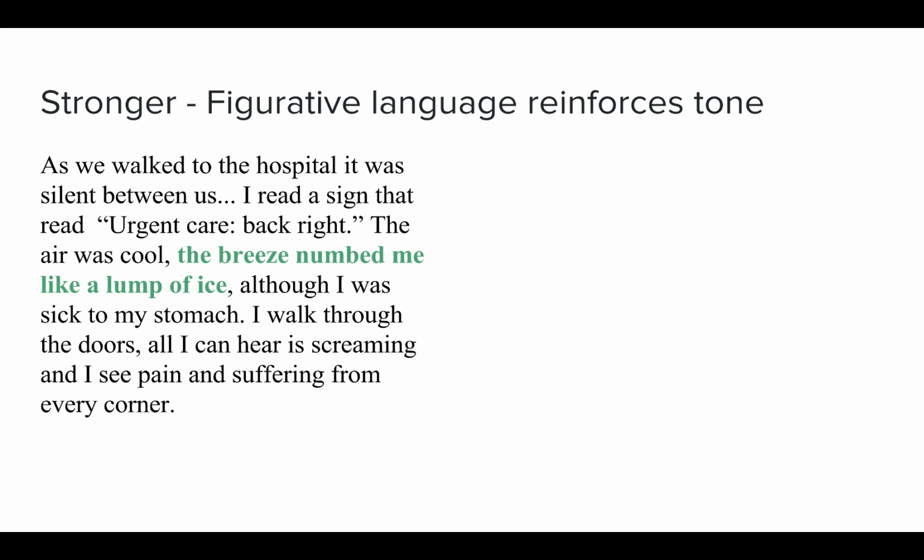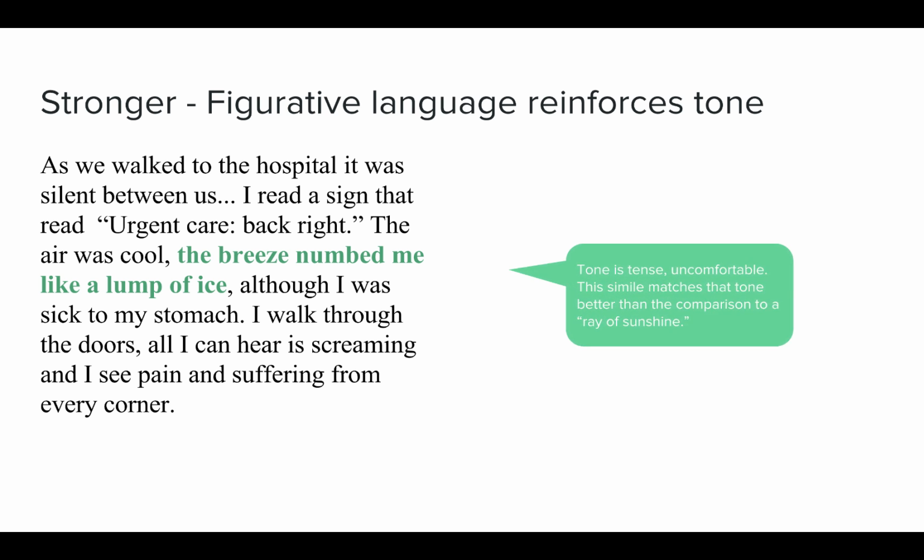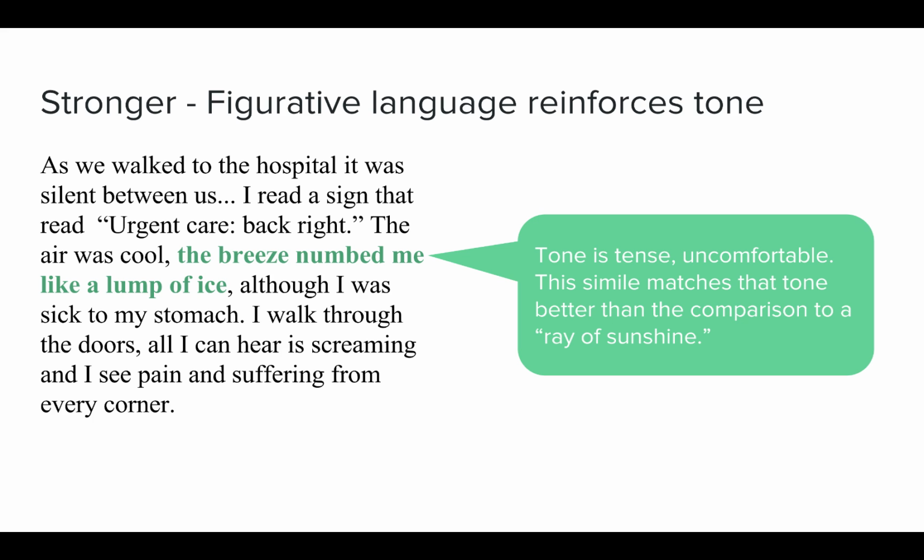So I'm going to change the simile from the breeze being like a ray of sunshine to the breeze being like a lump of ice, and now it sounds like this. "As we walked to the hospital, it was silent between us. I read a sign that read, 'Urgent care, back right.' The air was cool. The breeze numbed me like a lump of ice, although I was sick to my stomach. I walk through the doors. All I can hear is screaming, and I see pain and suffering from every corner." So you'll notice that the tone throughout this passage is tense and uncomfortable, and this simile matches that tone better than the former comparison.